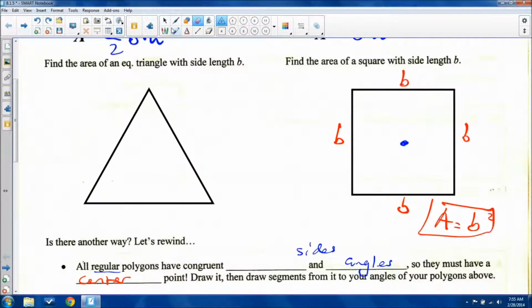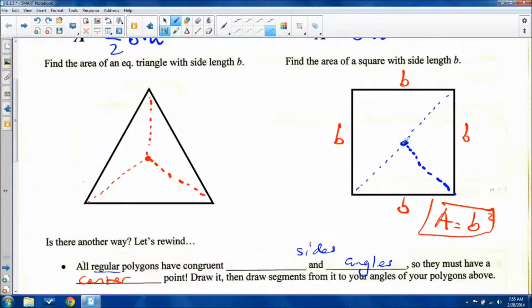Okay. Here's my, let's say it's an equilateral triangle. Let's say this is my center point. I'm going to start drawing segments to my vertices, and they're not perfect. Sorry about that. Same with my square. Let's do it over here. Drawing from the center to the angles, okay?